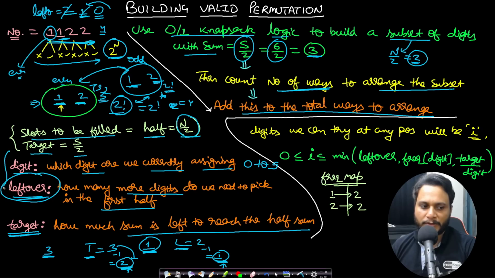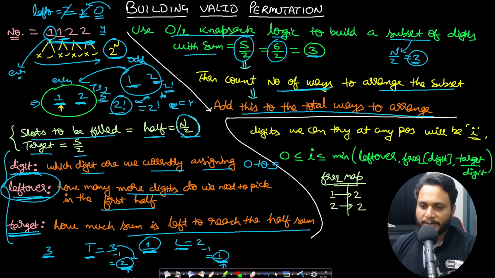So I hope you have understood these 3. The digit will take care of what digit we are currently trying. The leftover will tell us how many digits I have to include more, and the target will tell us what is the leftover sum to be reached. How much sum should I add more?